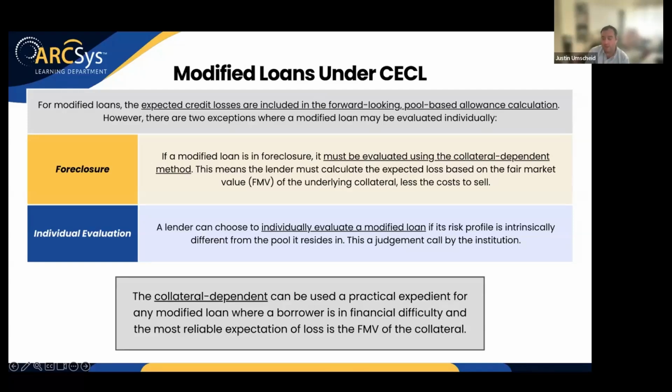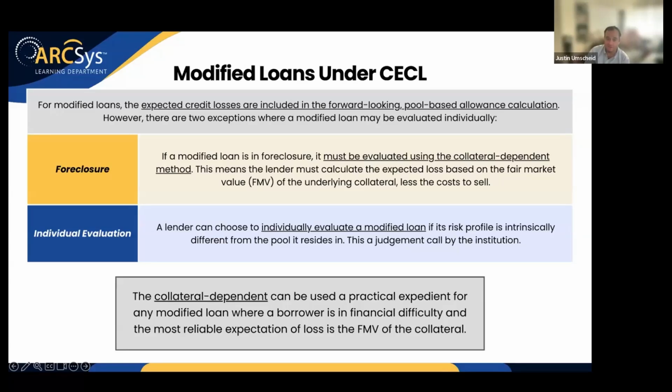Additionally, for other loans, remember what the standard says: it's a must if the loan's in foreclosure. However, you can also use the collateral dependent method for loans where the borrower is experiencing financial difficulty, it's secured by collateral, and you believe that collateral is the best representation of what your expected loss would be. So it's a must if it's foreclosure, and you can also use it in the situation I just described.